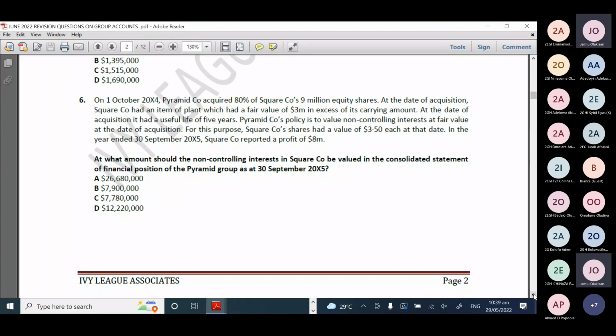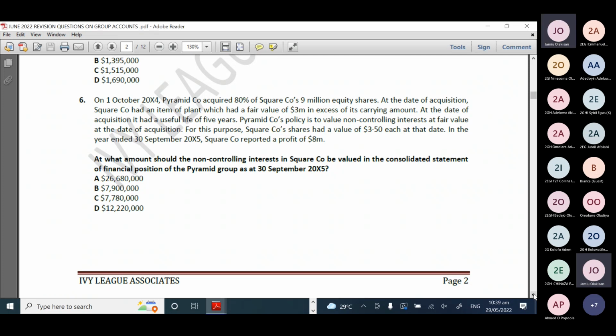What are they testing here? Our ability to calculate NCI. Based on what we've always done, in calculating NCI at reporting date, you use 2 or 3 items, depending on whether or not you have impairment loss on goodwill. But I'm sure in this question there is no impairment loss on goodwill, so we just calculate 2 items. We need 2 items to calculate NCI.